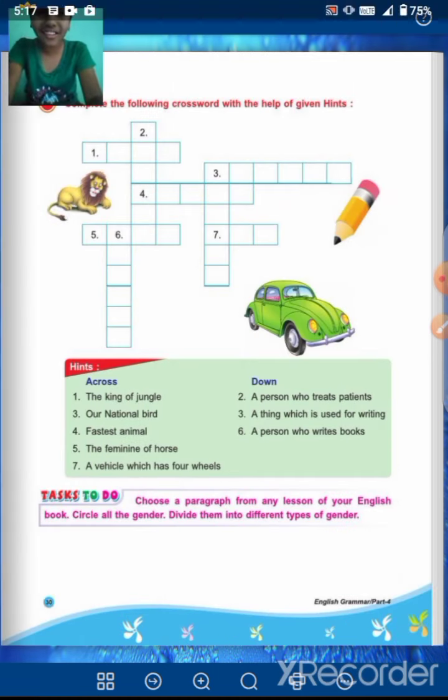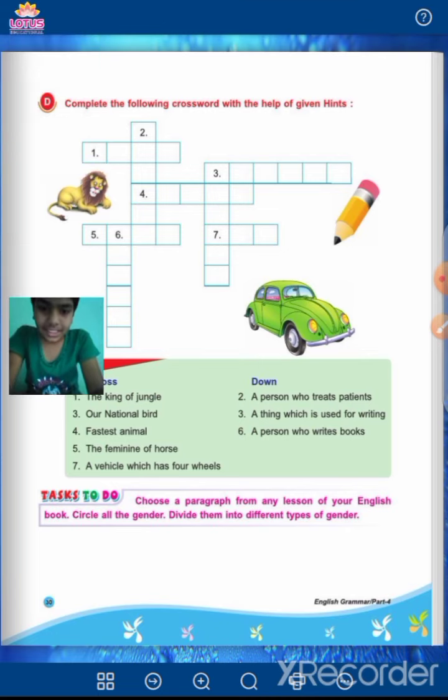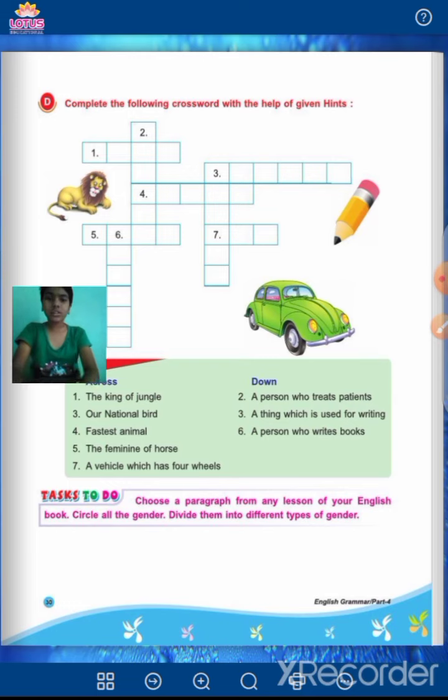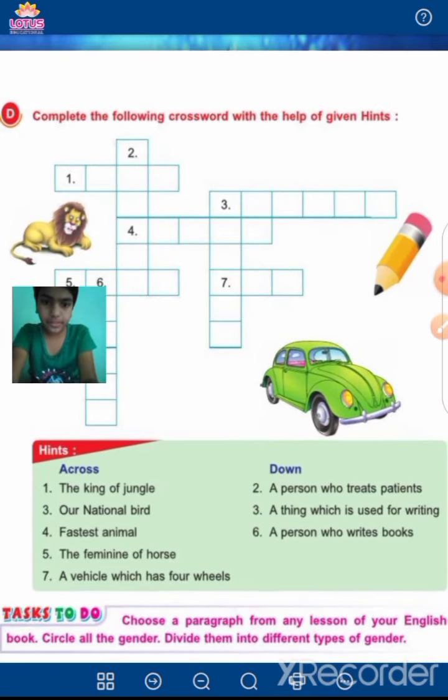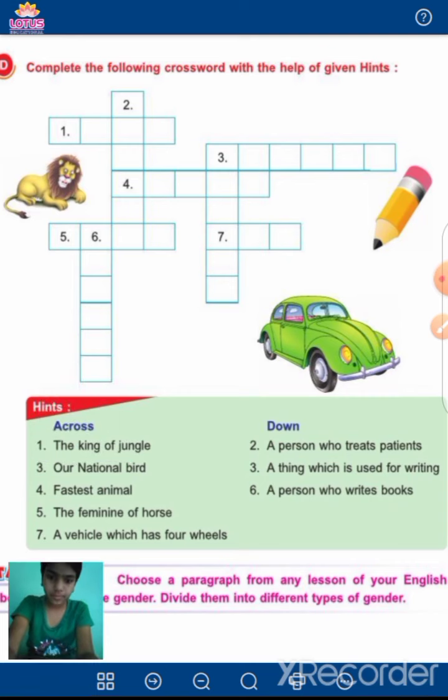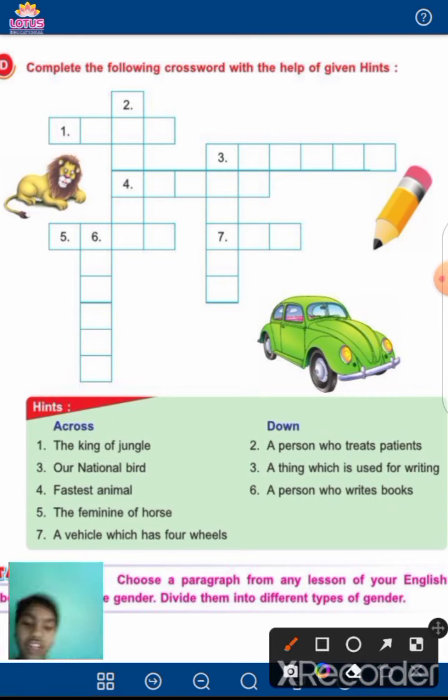Okay, a crossword puzzle. The king of the jungle. Who is the king of the jungle? Lion. I'm just trying to fill it in if I can, okay? I will leave something up to you. The king of the jungle is lion. Okay, let's tick mark that second one. Our national bird. Who is our national bird? Peacock. So that is the third one here.